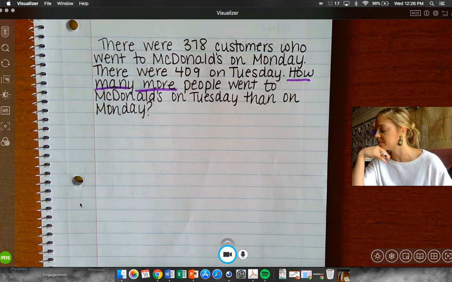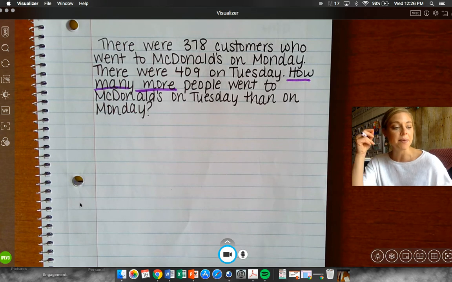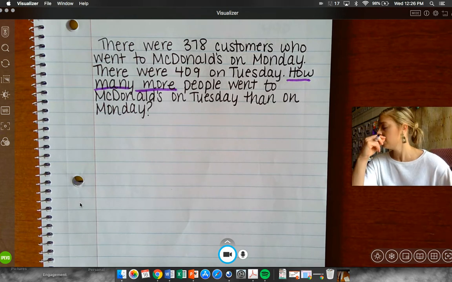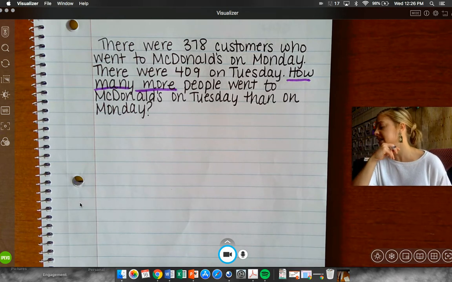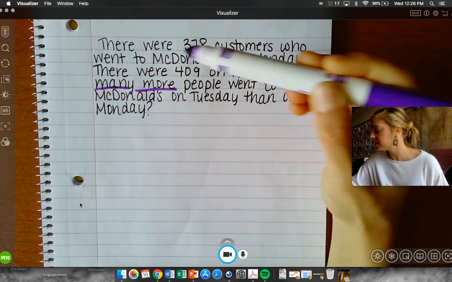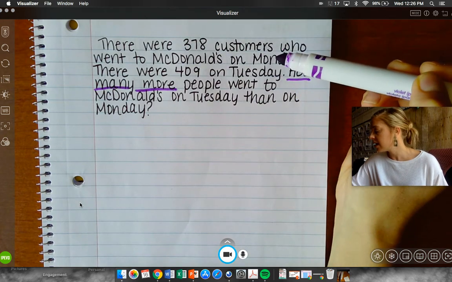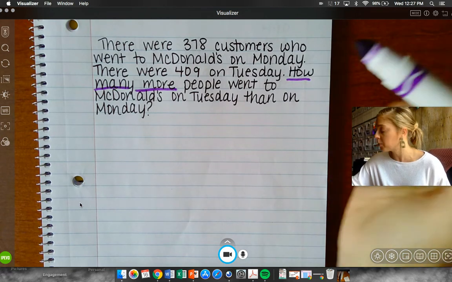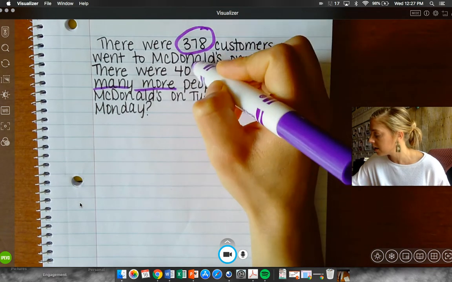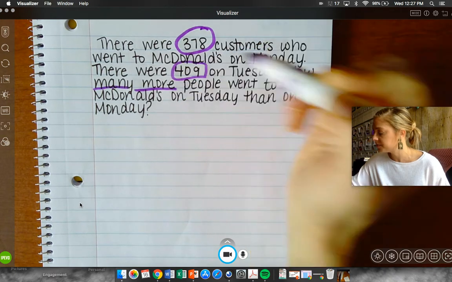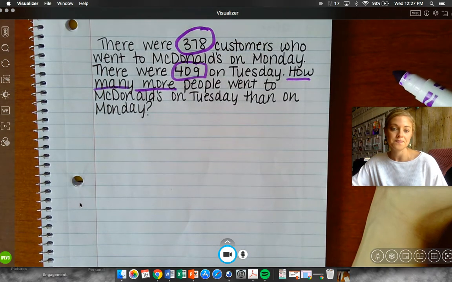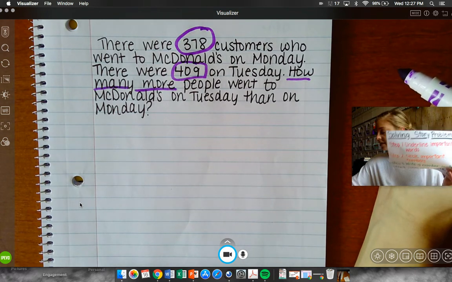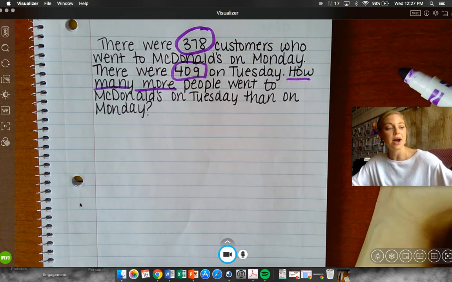That's what it's asking. Now, the second step is to circle important numbers. So I'm going to look here and I see 378 customers who went to McDonald's on Monday and 409 customers went on Tuesday. I think those are very important numbers, so I'm going to circle them. And they are certainly important numbers. Okay, perfect. Step 3, write a number sentence. Okay, so we're writing a number sentence now.